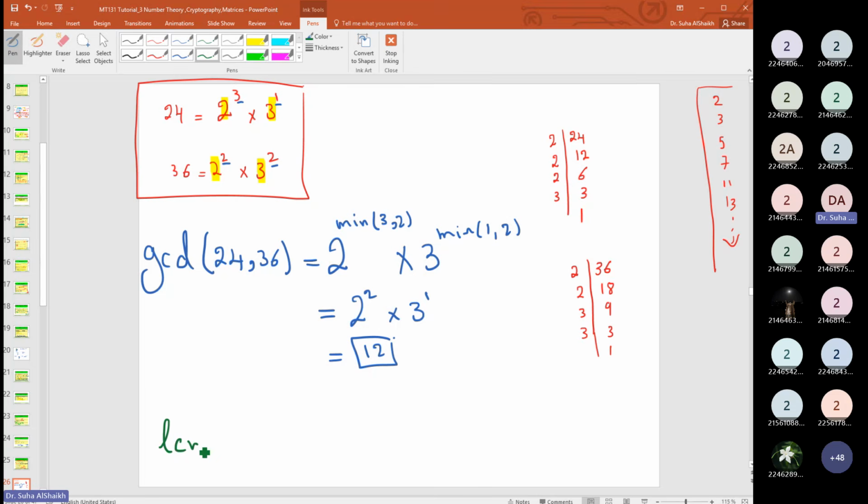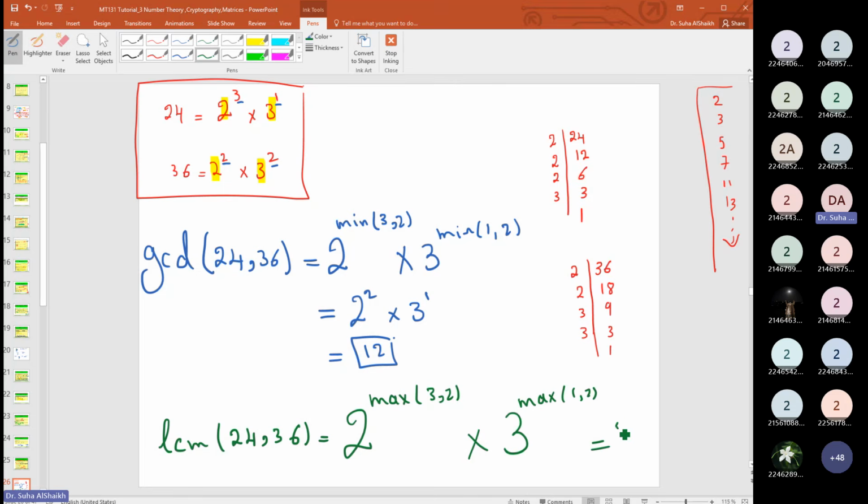If we want to find the LCM between the two numbers 24 and 36, the same thing, the two numbers must be written in the balanced way: 2 2 3 3. Now it is 2 to the maximum power of 3 and 2, and multiplied with 3 to the maximum of the powers of 3, which are 1 and 2. The maximum power here will be 2 power 3. Maximum power it is 3 power 2. And this is 8 multiplied with 9. This is equal to 72.